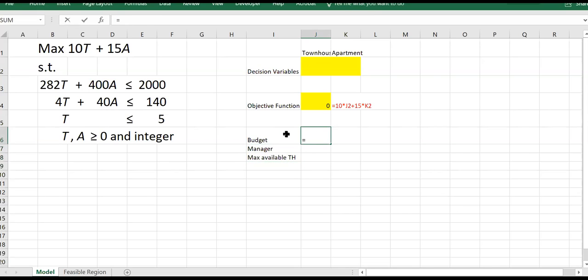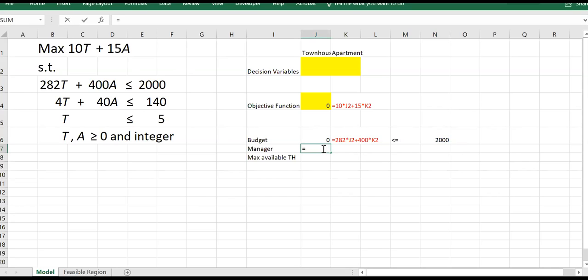So the budget, the left-hand side would be 282 times the number of townhouses plus 400 times the number of apartments. So the left-hand side should be less than or equal to 2,000. All numbers are in 1,000. This was 2 million and we are factoring 1,000. So the number here is $2,000.